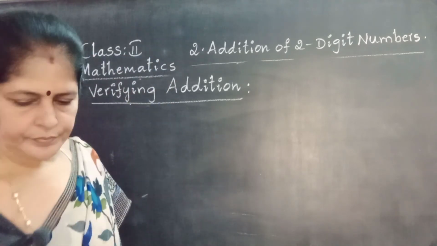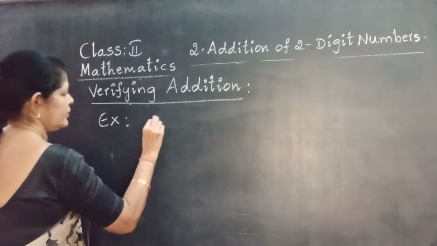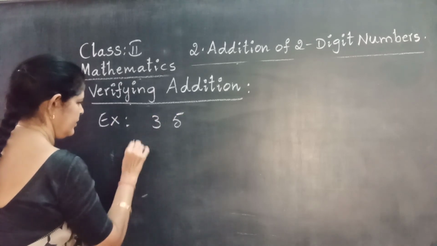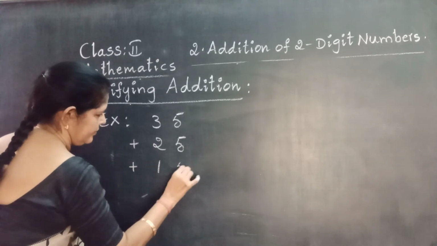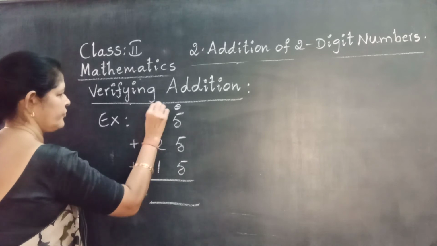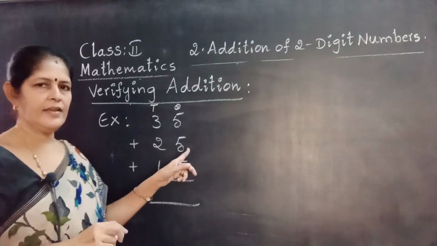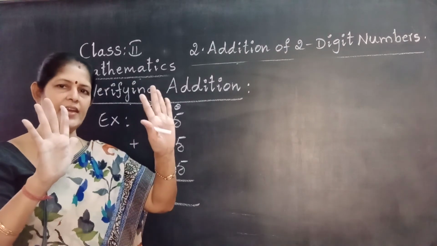Next one. One more example. 35 plus 25 plus 15. See, adding ones first. 5 plus 5, 10.